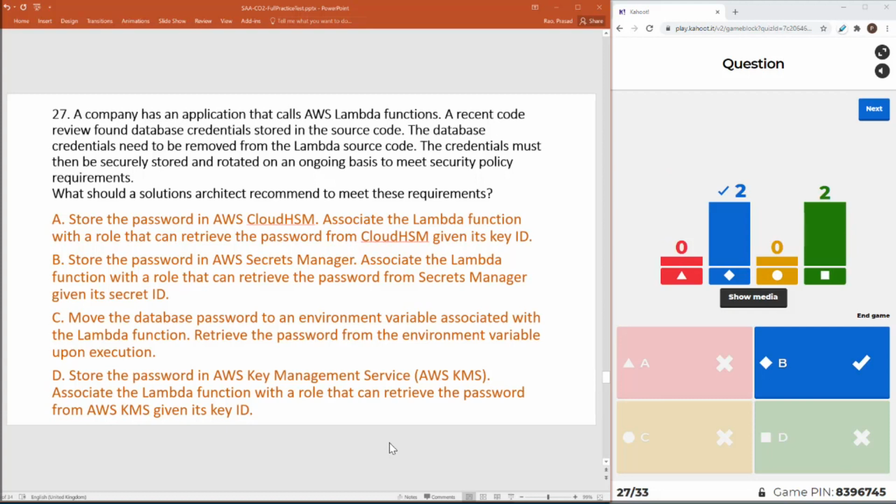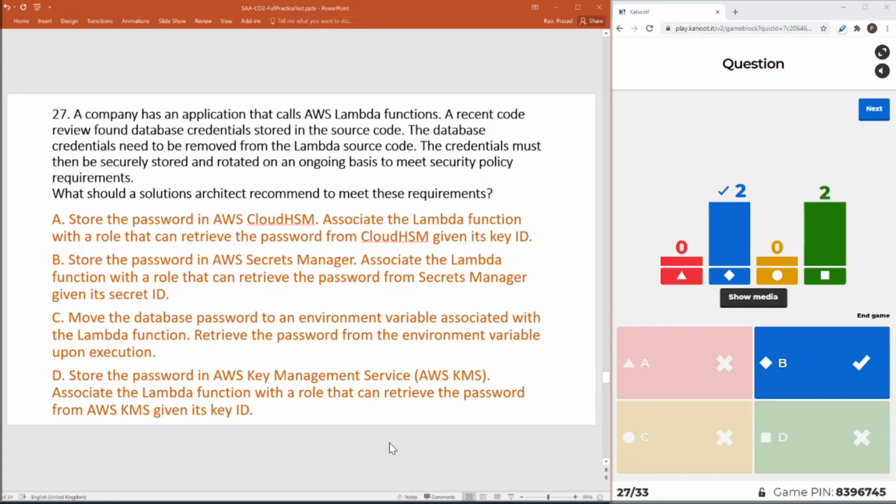Okay, so the right answer is B, which is storing the password in Secrets Manager. Storing the password in AWS Key Management Service is not the right answer because Key Management Service is used to generate the keys which are used to encrypt the passwords or encrypt the data. So Key Management Service is not used to store any passwords.